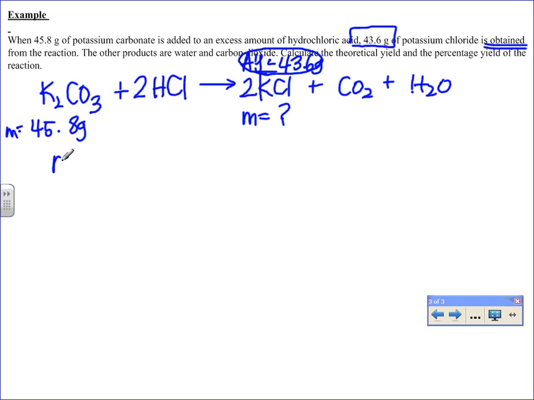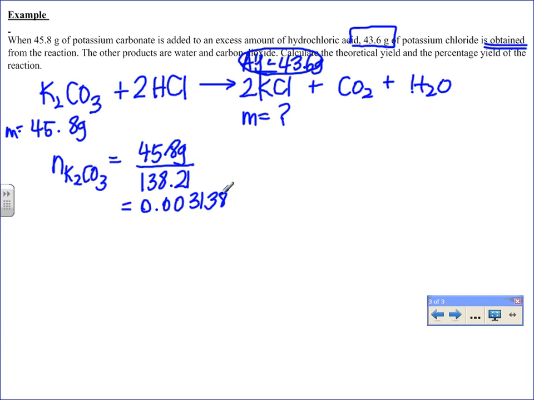The first step in a mass-to-mass problem is to find the moles of the K2CO3, which is done by taking the mass and dividing by the molar mass of K2CO3. These problems are quite multi-step, so we want to carry lots of significant digits. I apologize, it's 0.33. Just going to cross this out. It's 0.33138 moles of K2CO3.